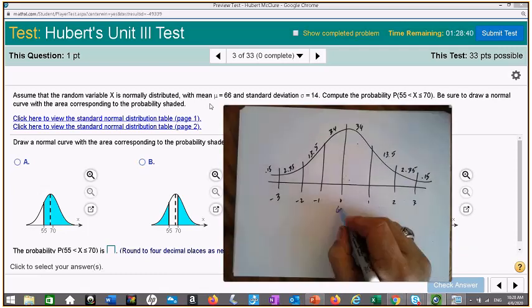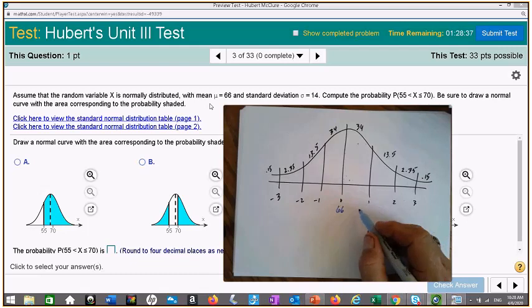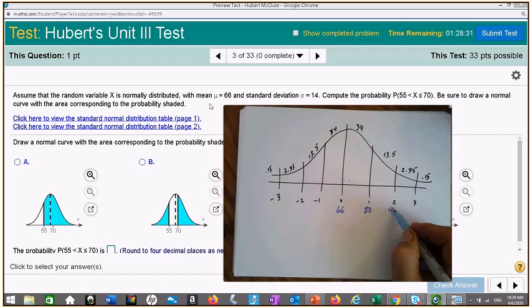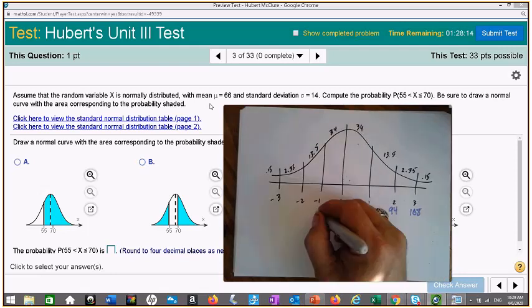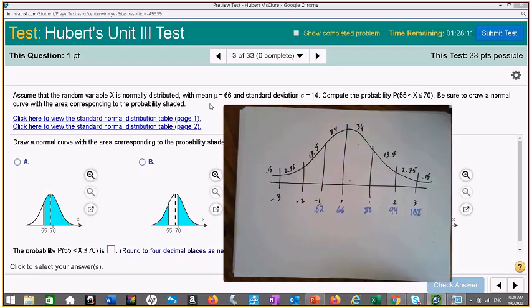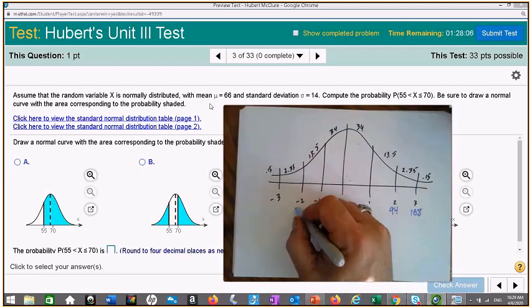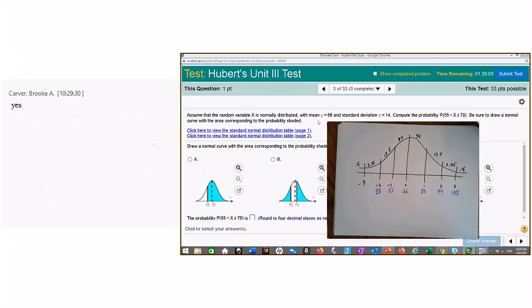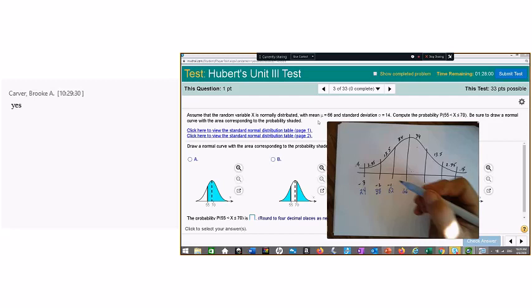All right, 66 and 14. So I'm going to do that in blue. 66 plus 14 is what? 80. 80 plus 14 is 94. 94 plus 14 is what? 108? Y'all help me out there, because I suck at adding and subtracting in my head. All right, what is 66 minus 14? 52. What is 52 minus 14? 38. 38 minus 14 is 24. All right, check my numbers.